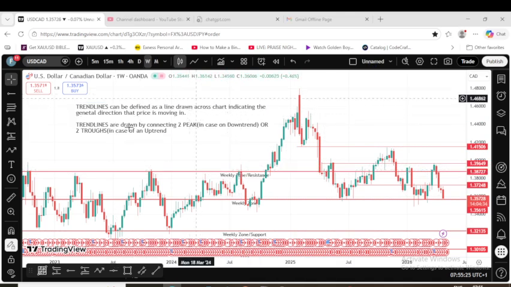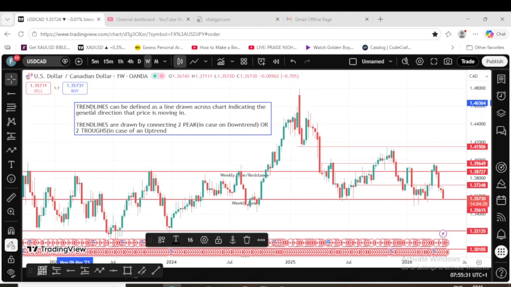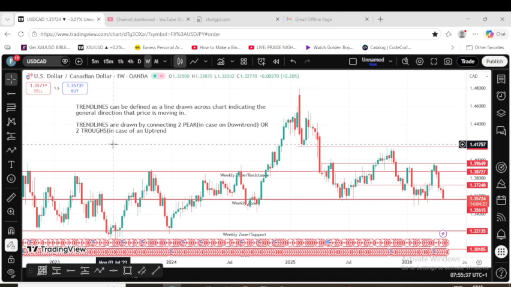So what are trend lines? Trend lines can be defined as a line drawn across a chart indicating the general direction that price is moving in. Trend lines are drawn by connecting two peaks in the case of a downtrend or two troughs in the case of an uptrend.